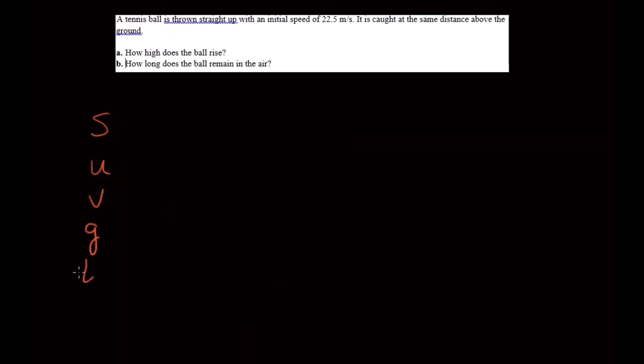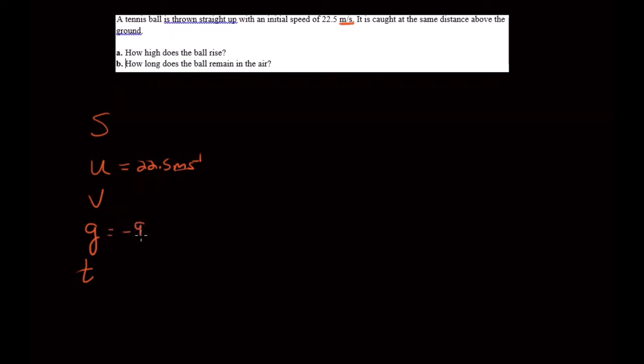SUVAT. Okay, it's thrown straight up with an initial speed of 22.5 m/s. Now, you see they're using the m/s. I just pulled this problem off the internet, so I did not change that. This is pretty common to see, but IB wants you to use this, and I actually prefer this. It's caught at the same distance above the ground, so it leaves his hand, comes back to his hand. How far does the ball rise?